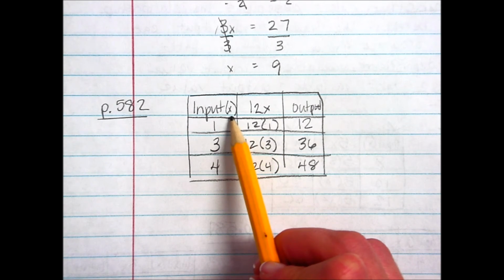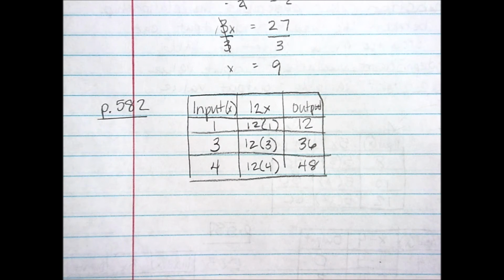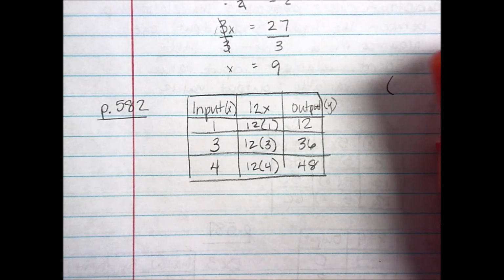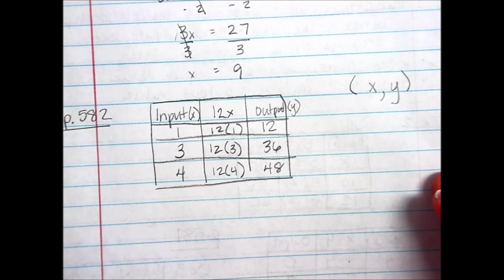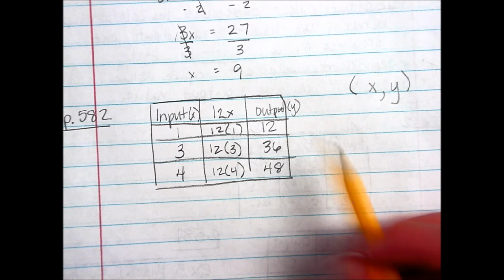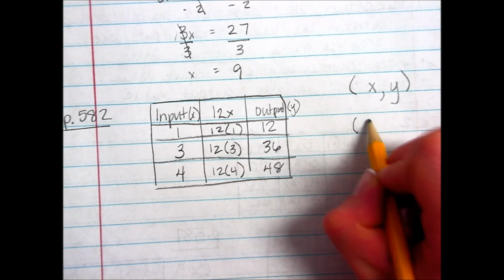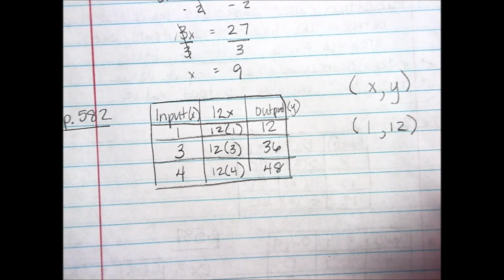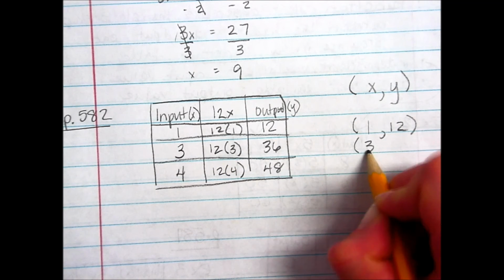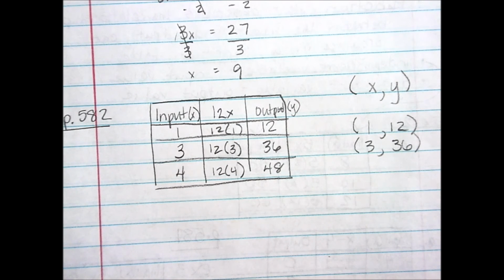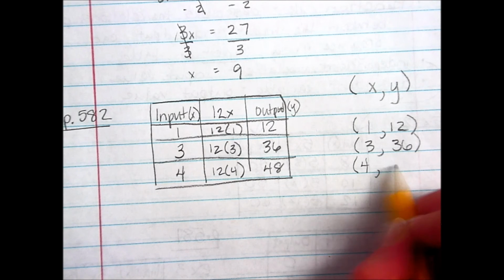All right, so notice how it says the input is X. So then the output will be our Y. I don't really have room in there for that. Let's think back way deep in our memories to when we were graphing on a coordinate plane. When we graph, our ordered pairs look like this: X, comma, Y. So let's write all of our coordinates here. For the first one, X is 1, Y is 12. Does everyone see? The second one, X is 3, Y is 36. And the third one, our X will be 4 and our Y is 48.